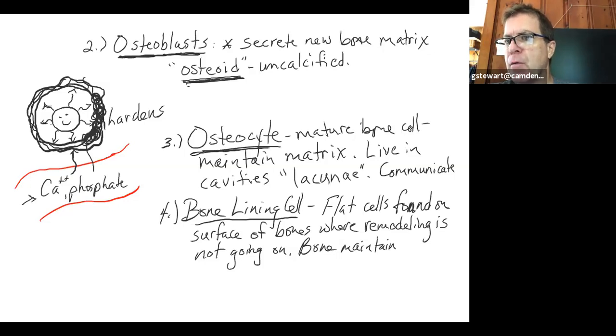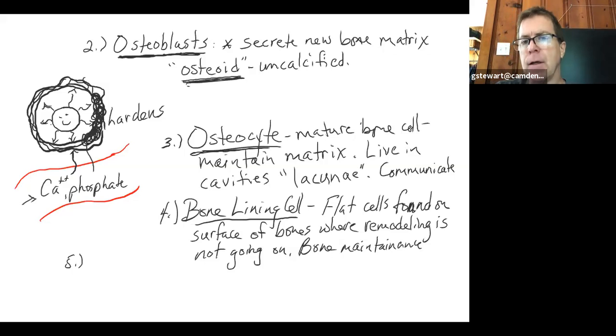So I'm going to write bone maintenance. They're also called periosteal cells and endosteal cells because they are found specifically under the periosteum and under the endosteum. So just think of them as helping maintain bone matrix, and where they are found. I'm going to squeeze in number 5 so I don't have to call up a whole new board for this.